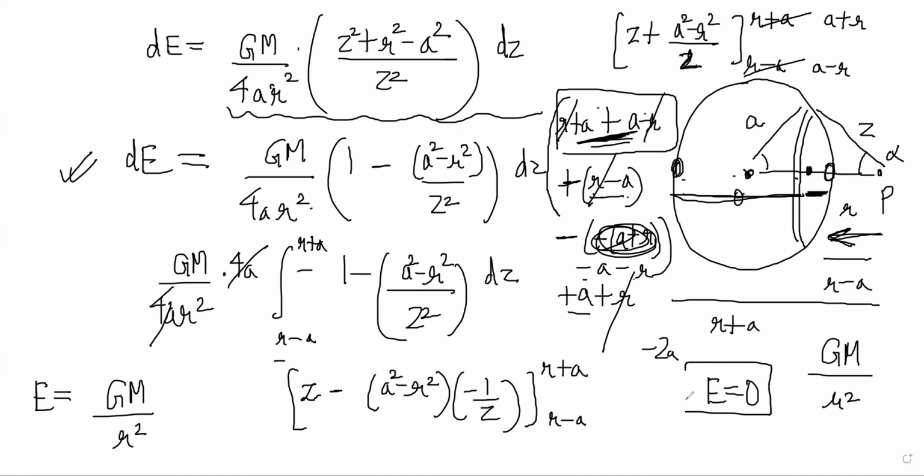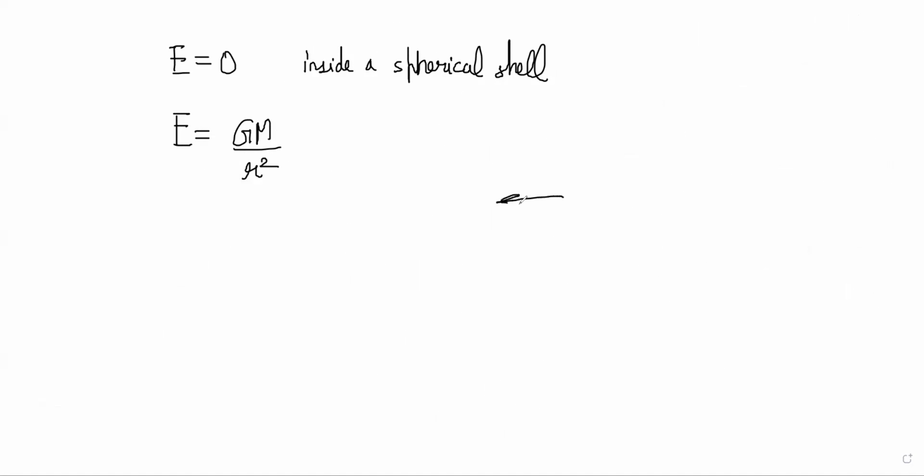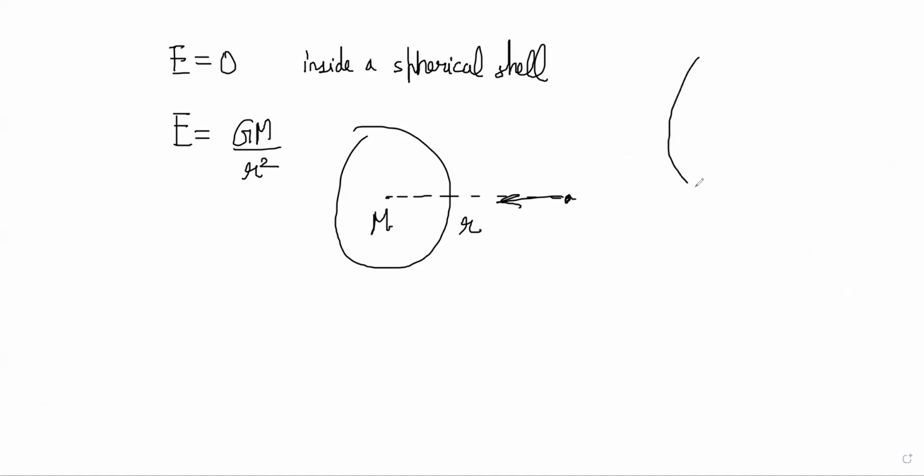So what we are getting from the same derivation is that E is 0 inside a spherical shell at any point. It is irrespective of where the point is located inside the shell. And E is GM by r square, obviously pointing towards the shell, if the point is outside the shell at a distance r from the center.